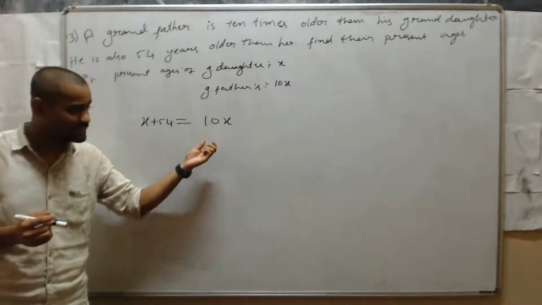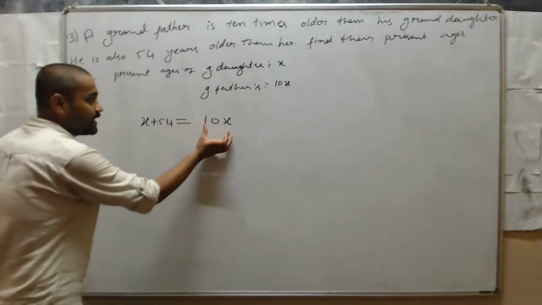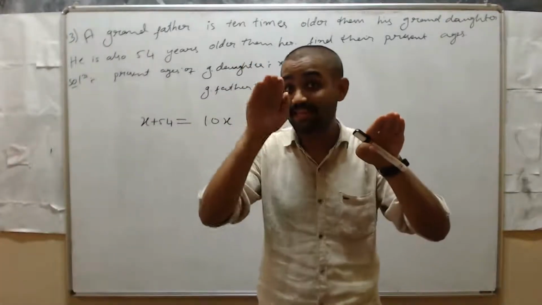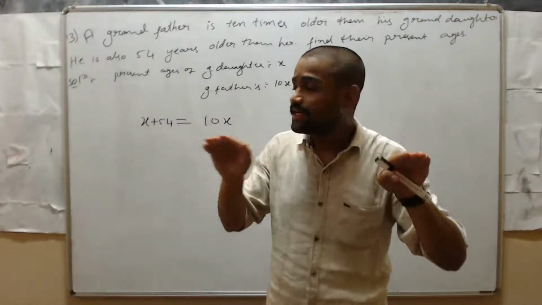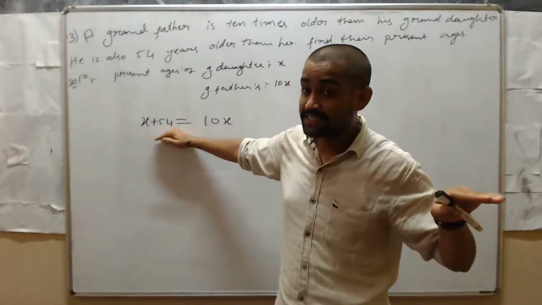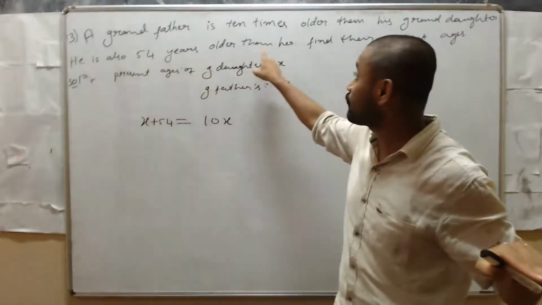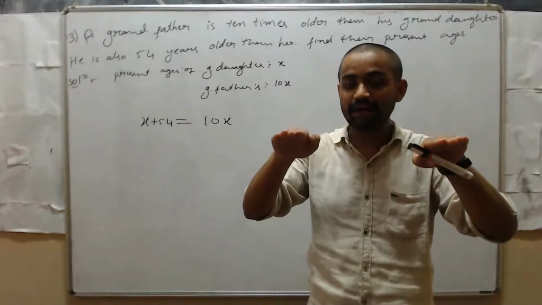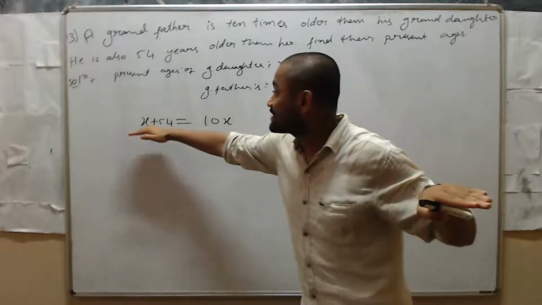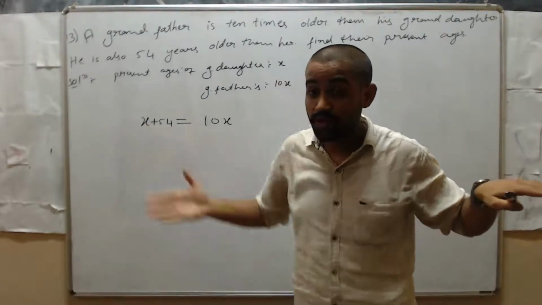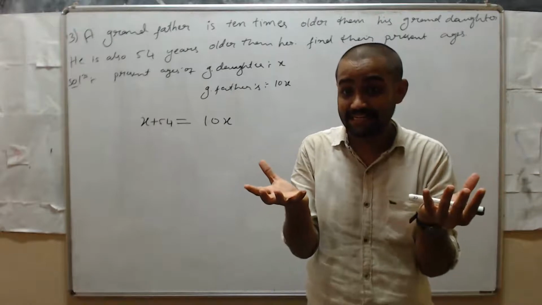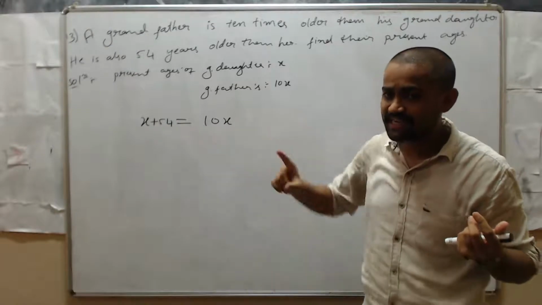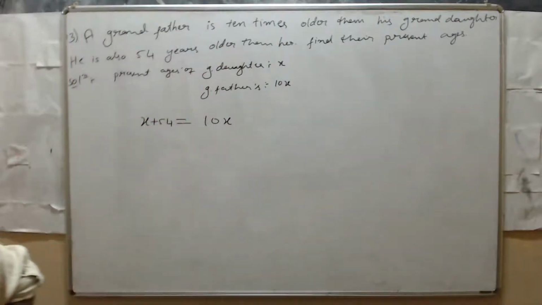Is it clear, students? See here, if the granddaughter's age and the grandfather's age are to become equal, then we have to add 54 to her age. Is it clear? While equalling both ages, the granddaughter's x plus 54, as well as the grandfather's 10 times, then the equation becomes like this, students. Is it clear? If any doubt, ask me here only.